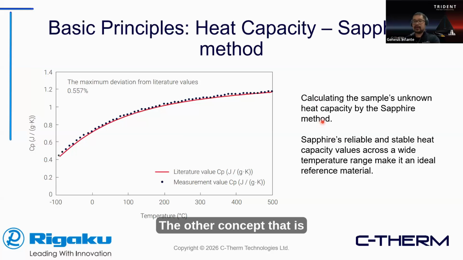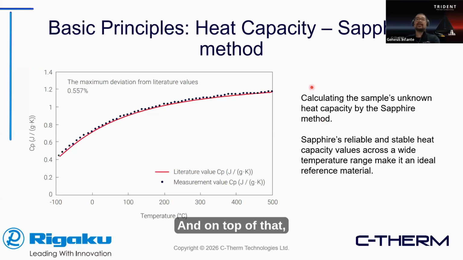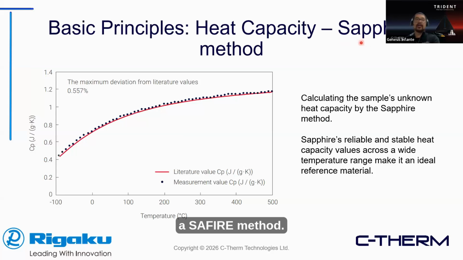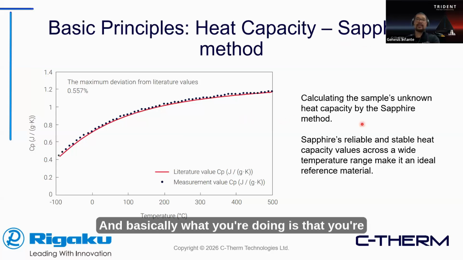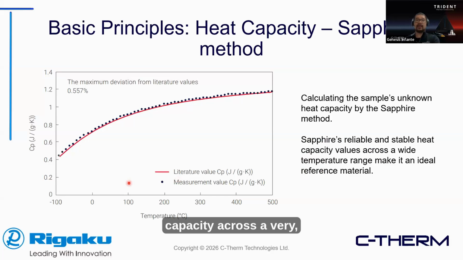The other concept that is commonly tested with DSC is the measurement of the specific heat capacity of the material. The most common method is typically the sapphire method. Basically, you're calculating the sample's unknown heat capacity and comparing it against the reference, in this case sapphire, which is used as an industry standard because of its reliable and stable heat capacity across a very wide temperature range.